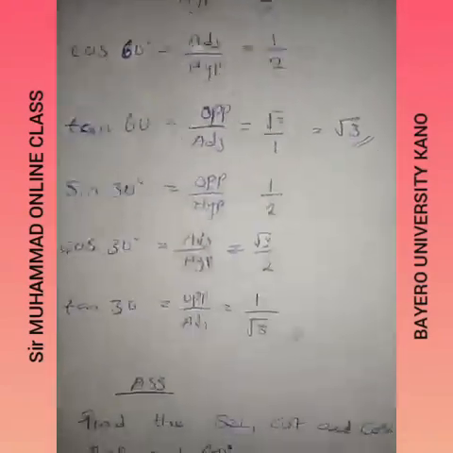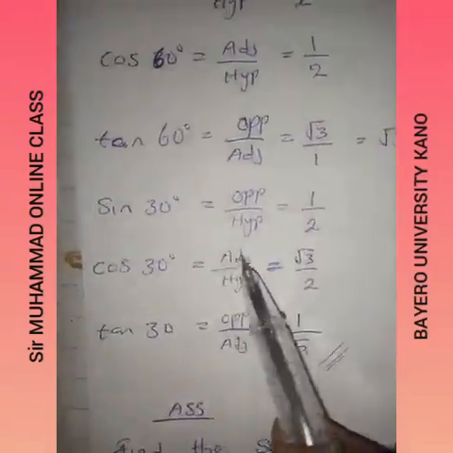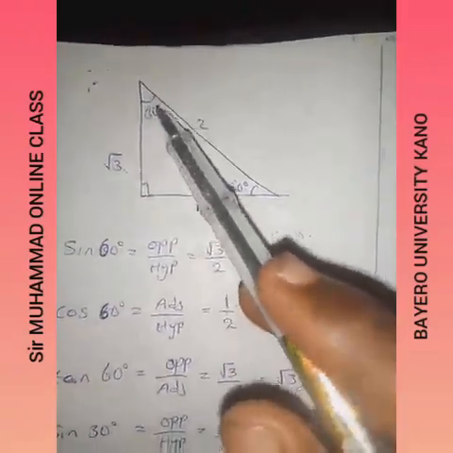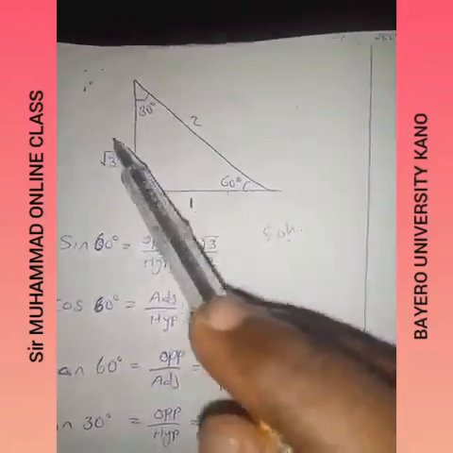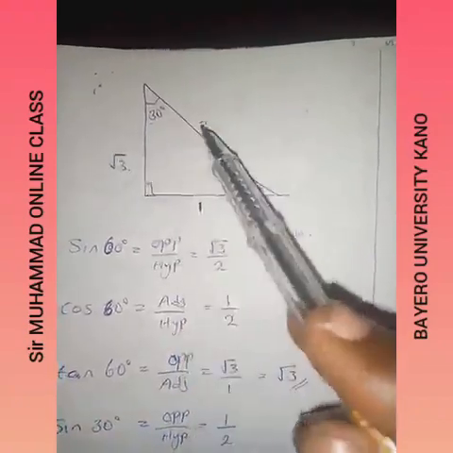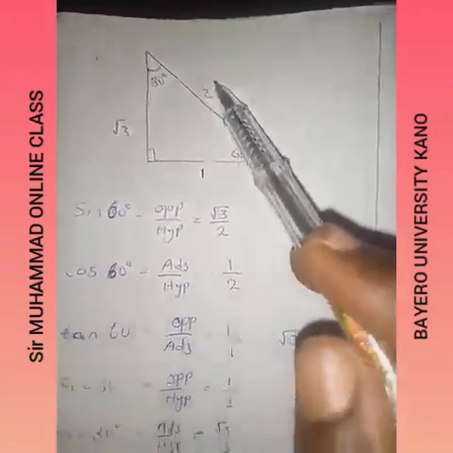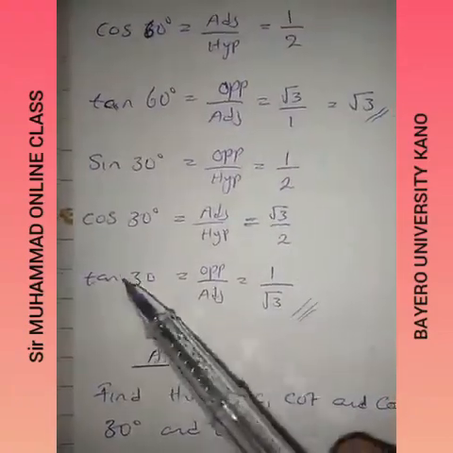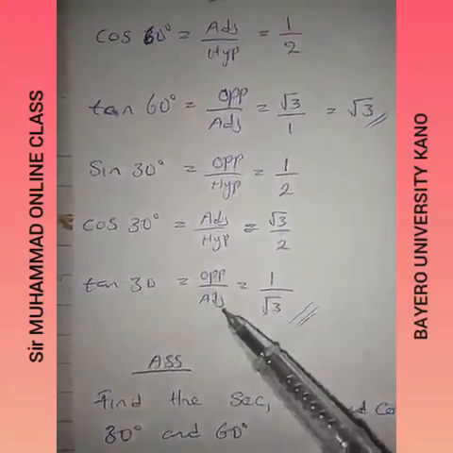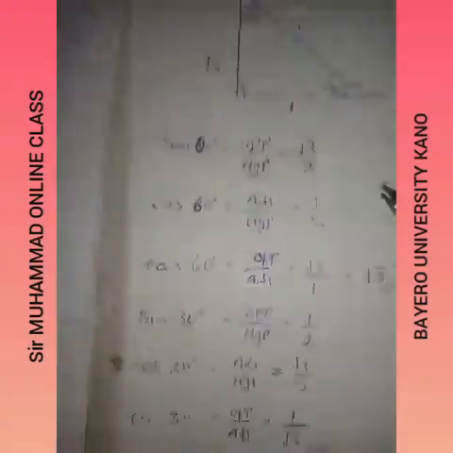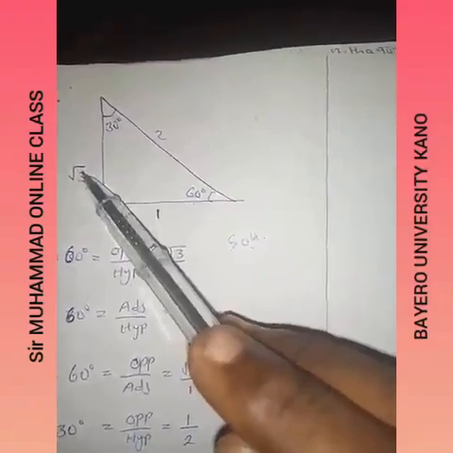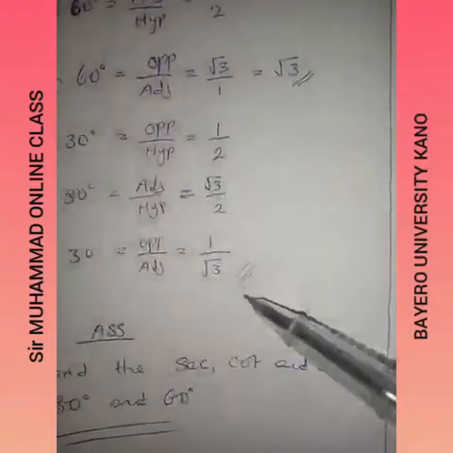So now, cos 30 is adjacent over hypotenuse. Now, where is the adjacent? This is 30, this will be the opposite, this is adjacent. So it will be root 3 over hypotenuse, which is 2. So we have root 3 over 2. So now we have tan 30 is opposite over adjacent. Opposite of 30 is 1. Adjacent is root 3. So it's 1 over root 3.